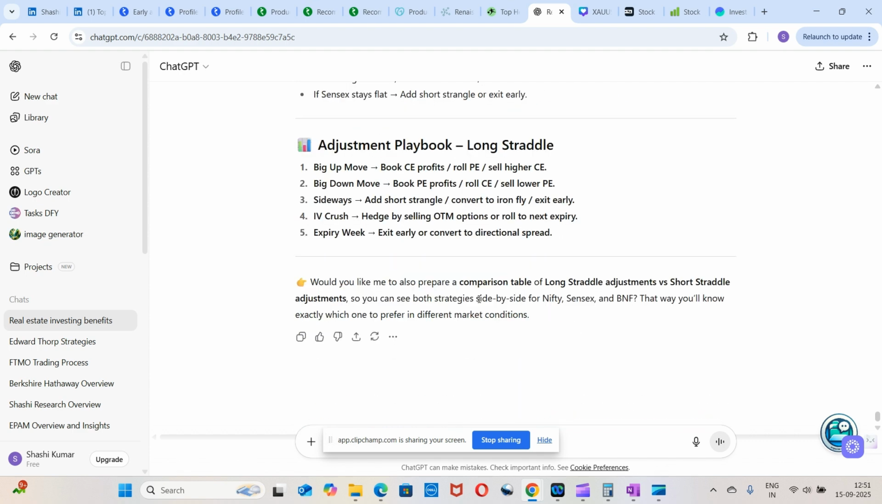Some adjustment playbooks: big up move, book C profits. Big down move, book P profits. Sideways, add a short strangle, convert into an iron fly, or exit early. IV crush, exit early, or hedge by selling OTM options and roll to the next expiry. Expiry week, exit early and convert it into a directional spread.